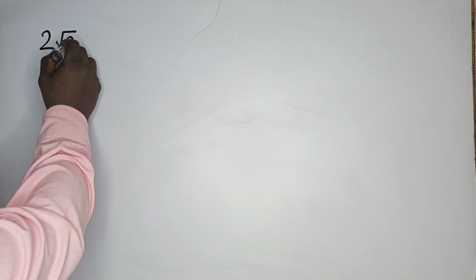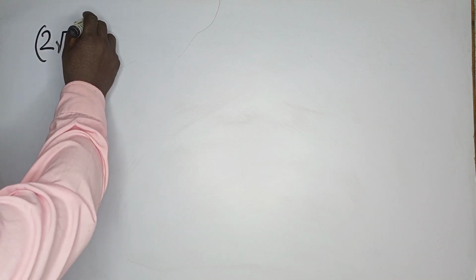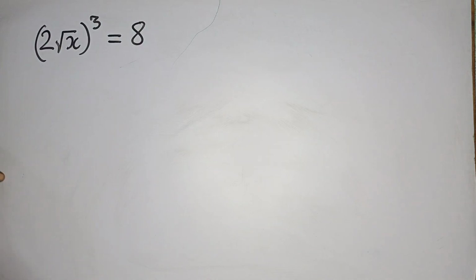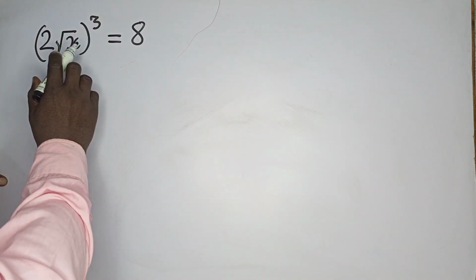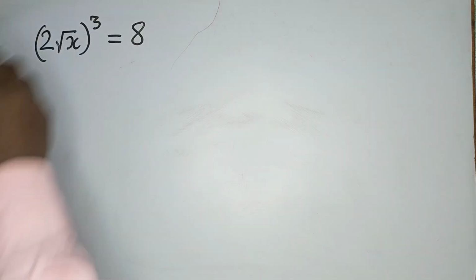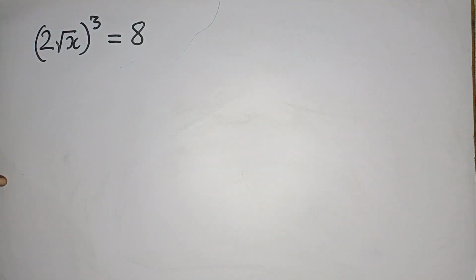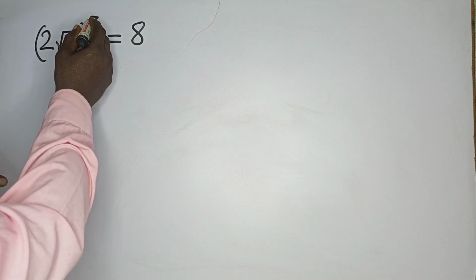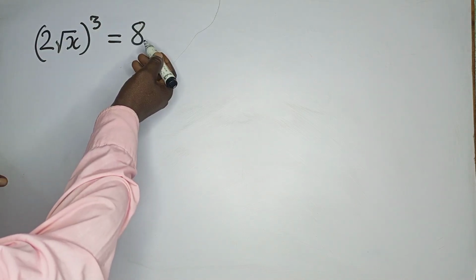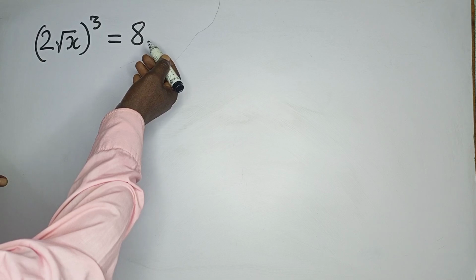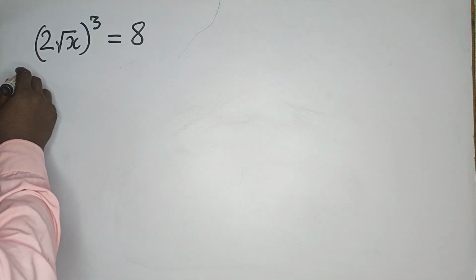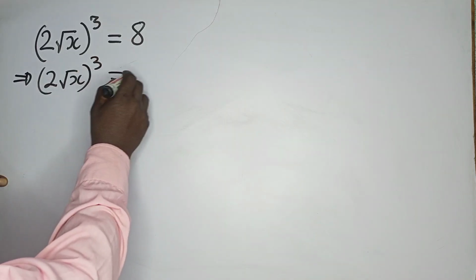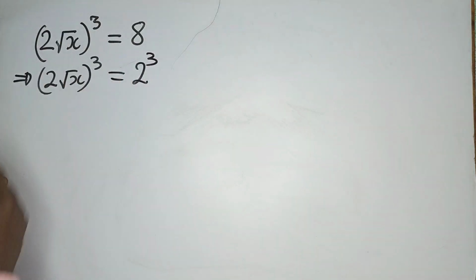(2√x) all raised to the power 3 is equal to 8. So we want to find all the values of x that will render this equation true. If we look at it, this is raised to the power 3, and 8 is also 2 raised to the power 3. So let's write that out. We have (2√x)^3 = 2^3.